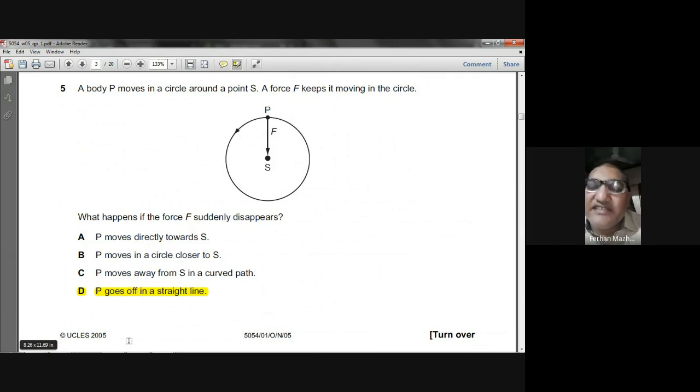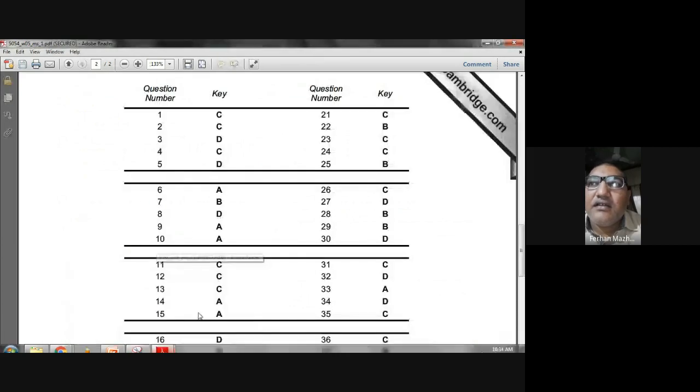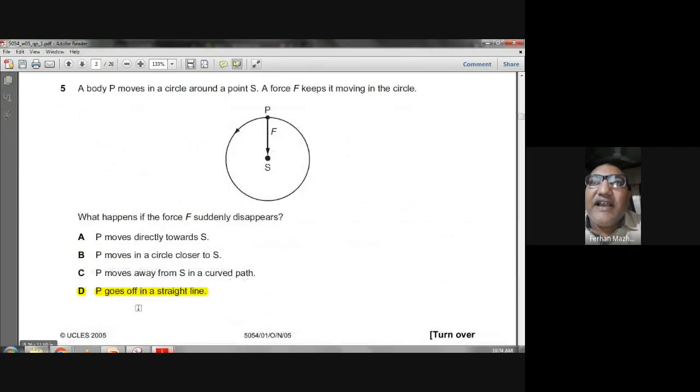This one is a little tricky. Do you understand this? Question 5 is D. 5D is the right answer, sir.